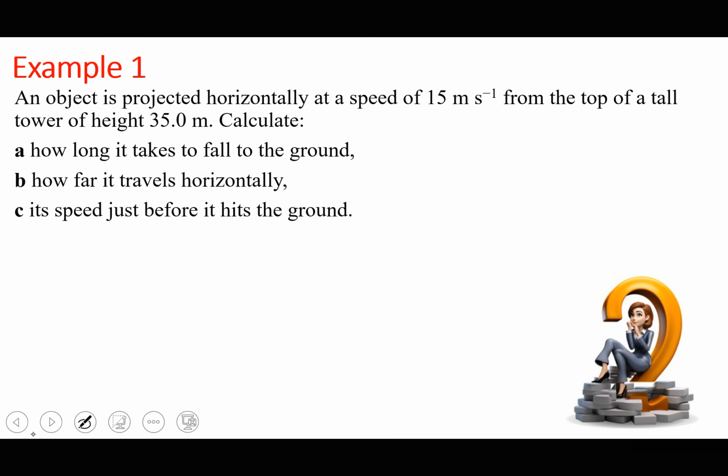An object is projected horizontally at a speed of 15 meters per second from the top of a tall tower of height 35 meters. Calculate how long it takes to fall to the ground. Part B, calculate how far it travels horizontally. And part C, its speed just before it hits the ground.